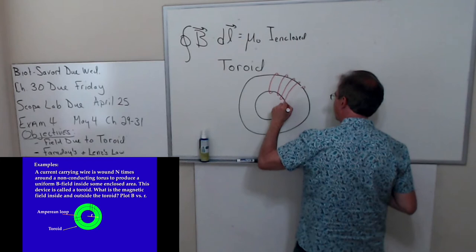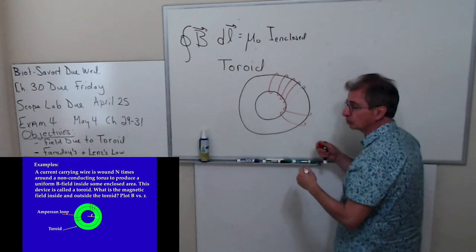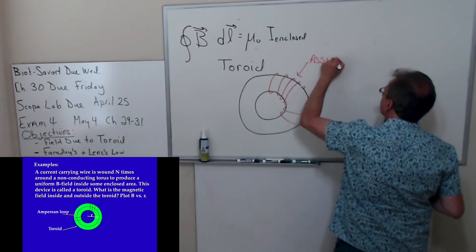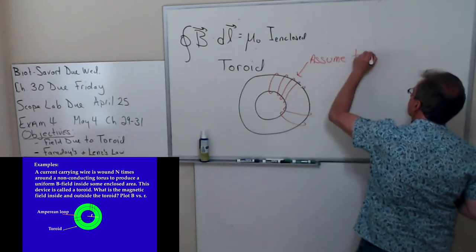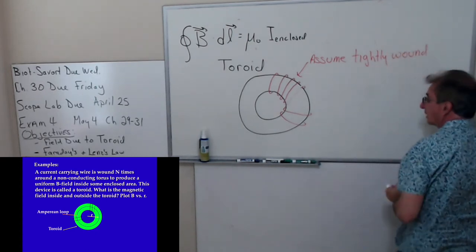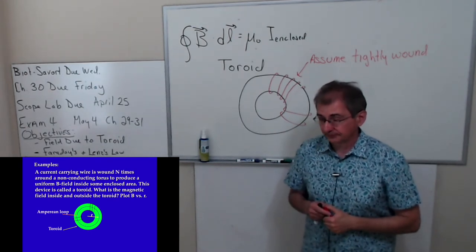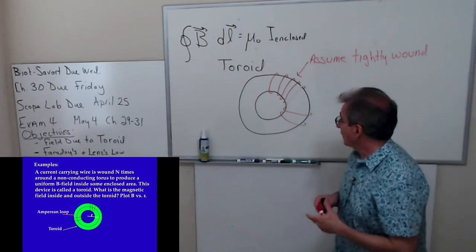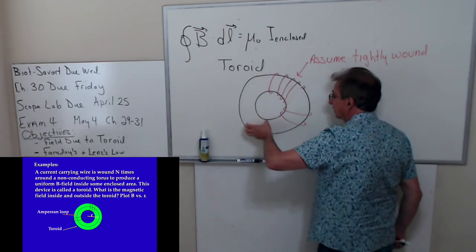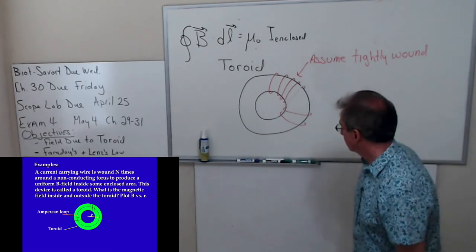Okay, that's not good. I'll do this. But it's tightly wound, so let's assume it's tightly wound, just like the solenoid. And if it's tightly wound, really what happens is the field is completely contained within the donut, the torus.